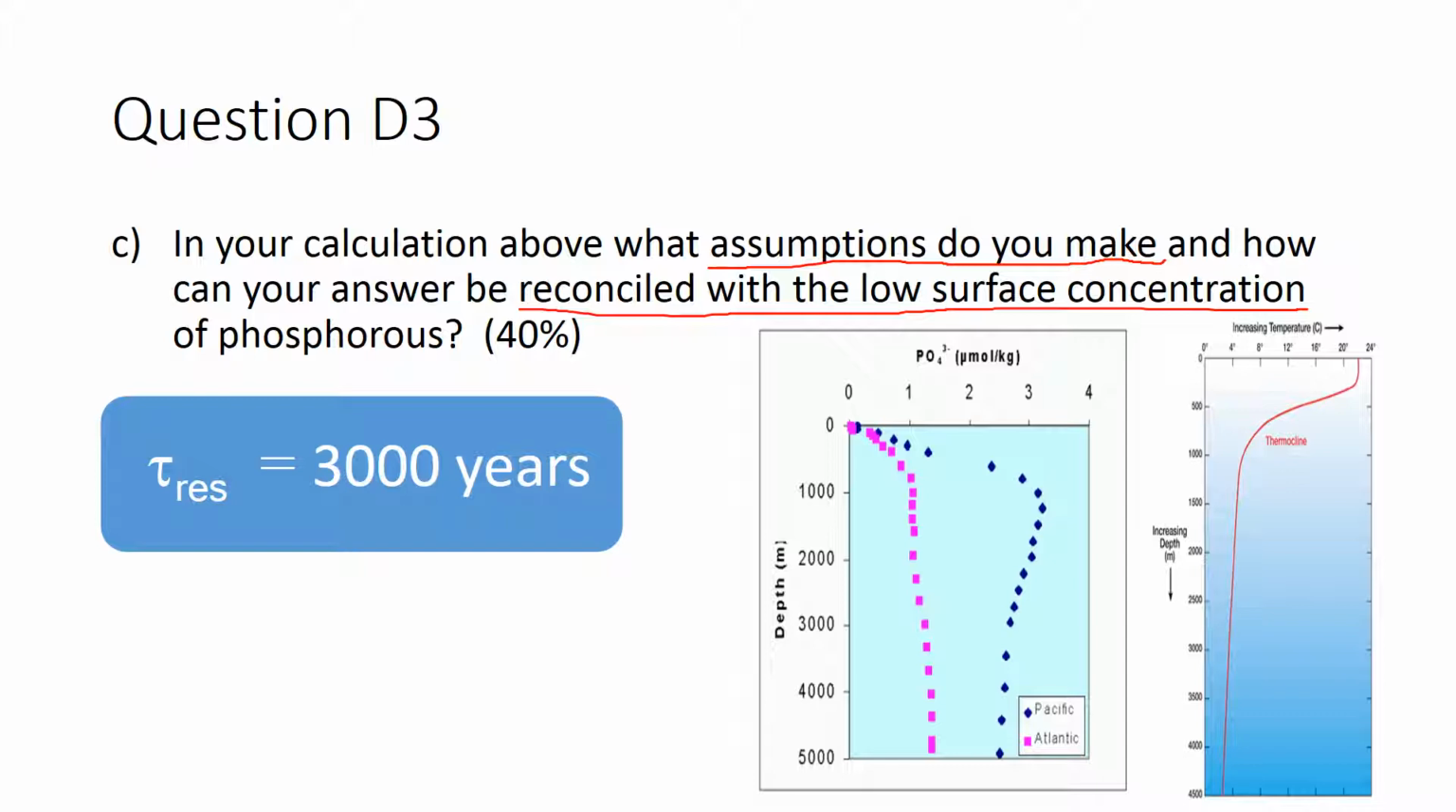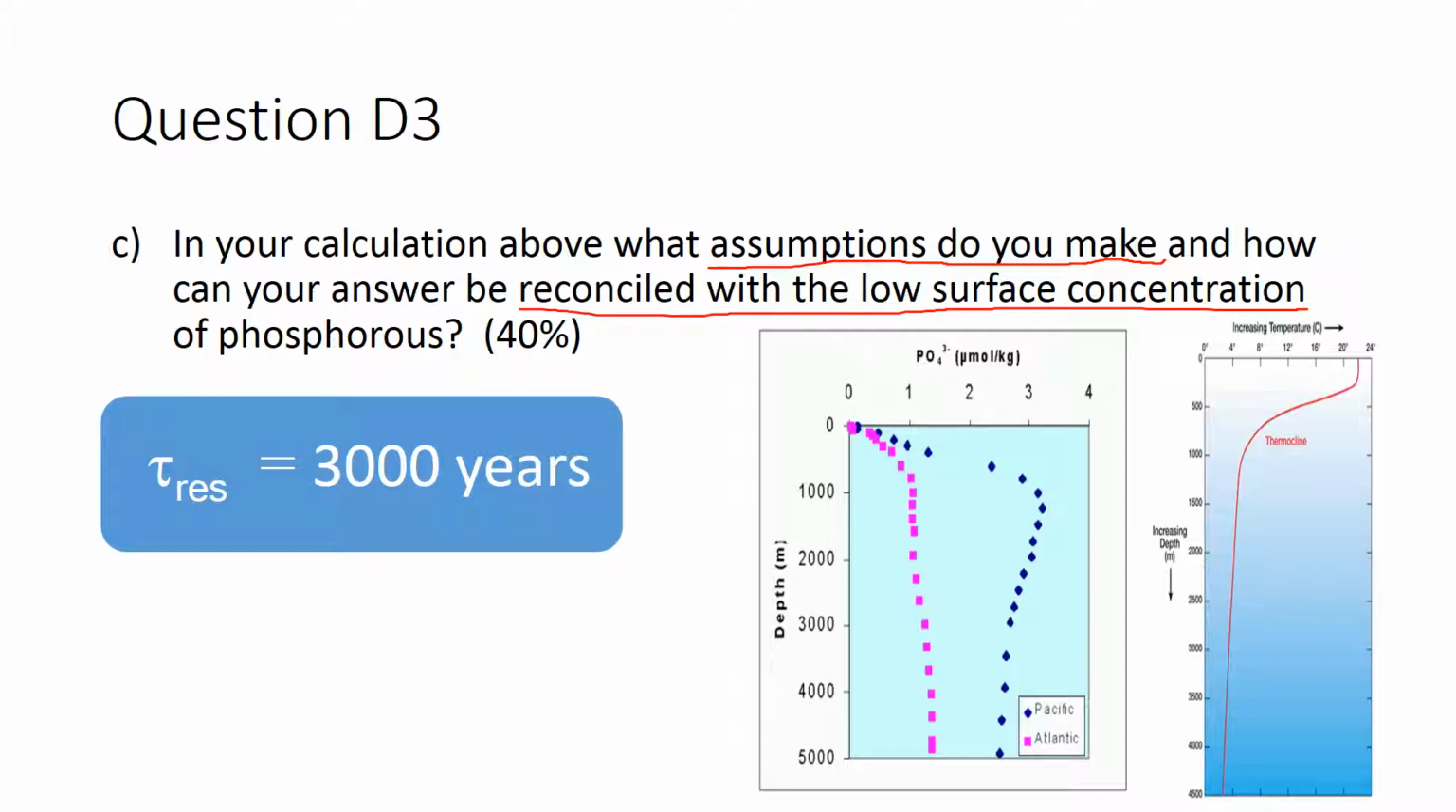Okay, and we've worked out the residence time of the deep ocean to be about 3,000 years. But we know that the concentration in the surface ocean is very different. The concentration in the surface ocean is essentially zero in most places. So that means that there must be something else going on in the surface ocean. We can think about that in terms of residence time.